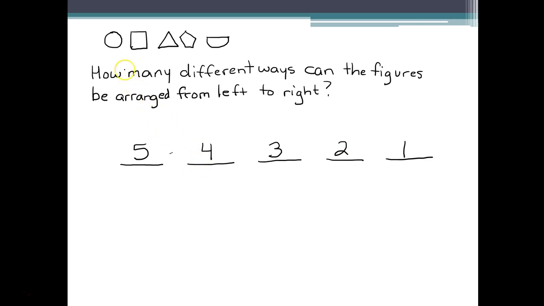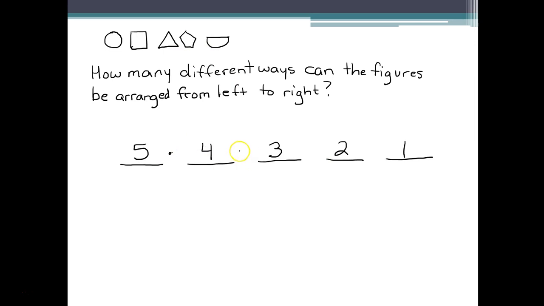So like right now, the arrangement up here is one possible arrangement. Circle, square, triangle, pentagon, half circle. When I go to put the first shape down, I could choose any one of those 5. But once I put one of them down, I've then got 4 of these to choose from. Next, I've got 3 to choose from, then 2, then 1.